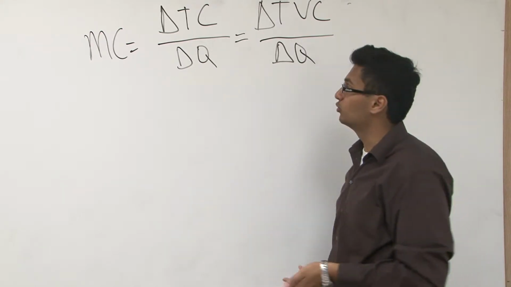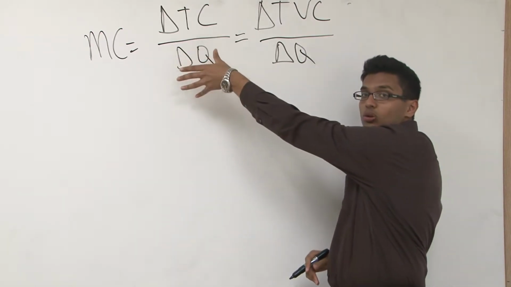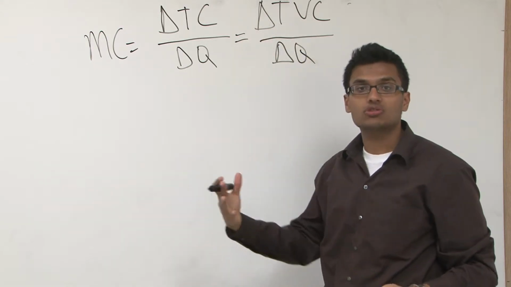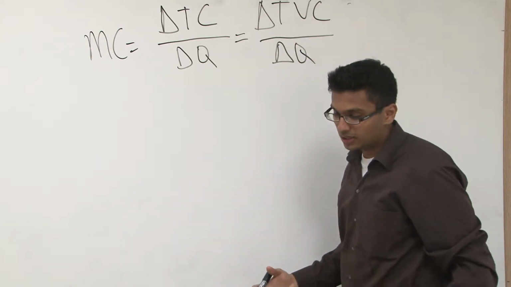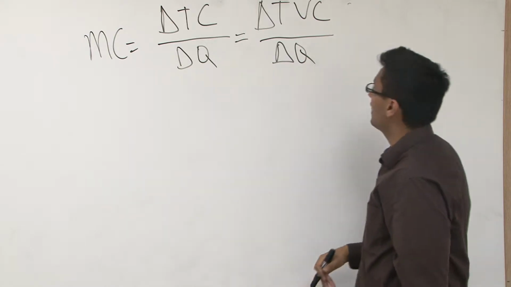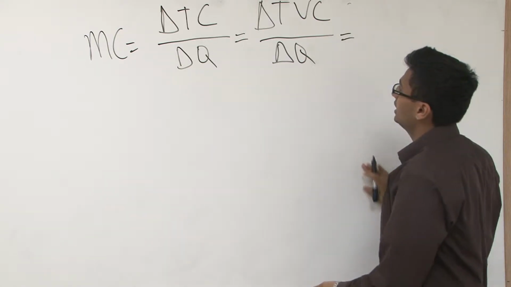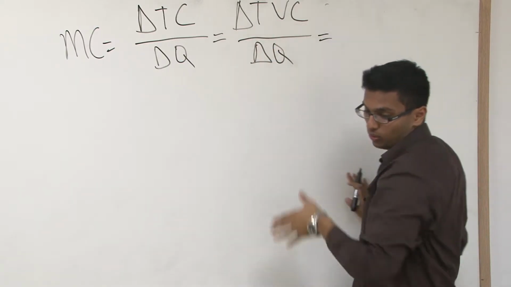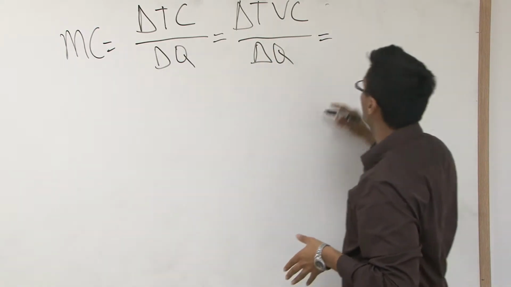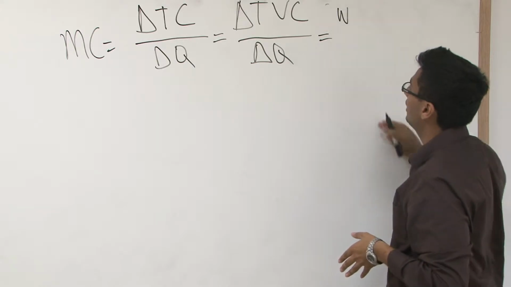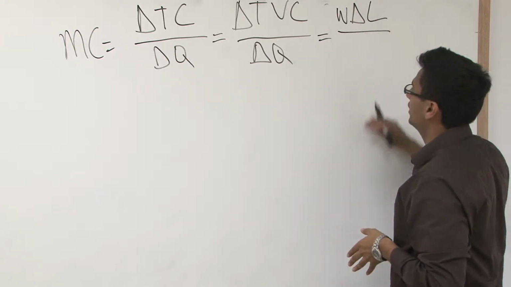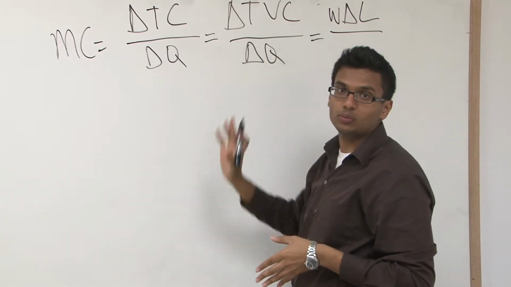Okay? Same exact thing, because the only thing that changes in total cost is actually the variable cost, because fixed costs by definition don't change. The next thing we do is show the fact that the change in TVC is equivalent to the wage times the change in labor. Now, why is that? Why does that formula work?